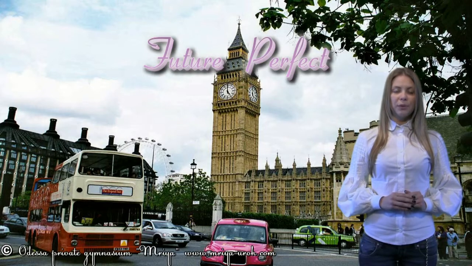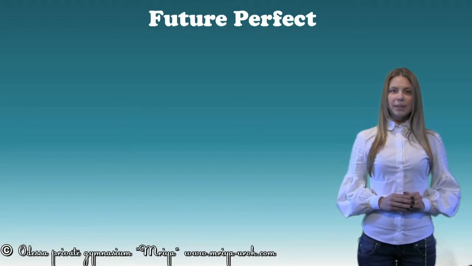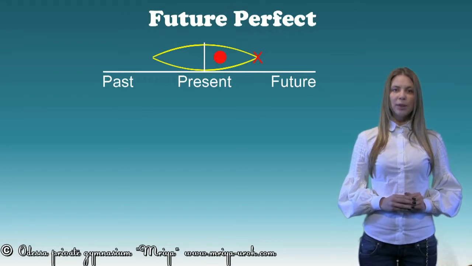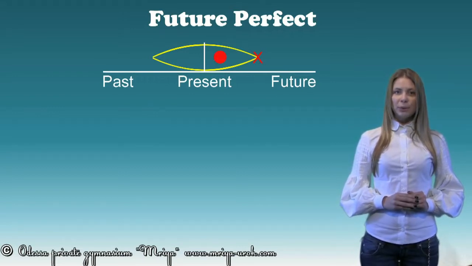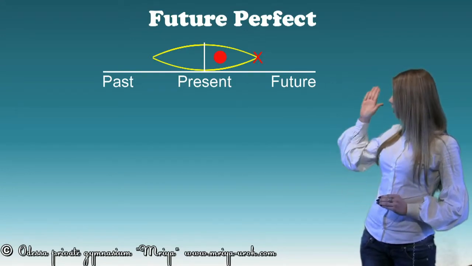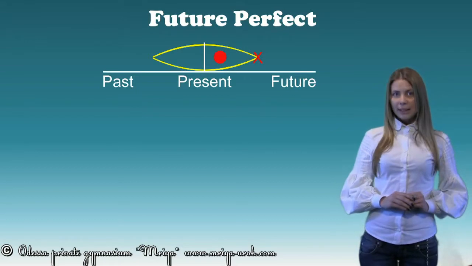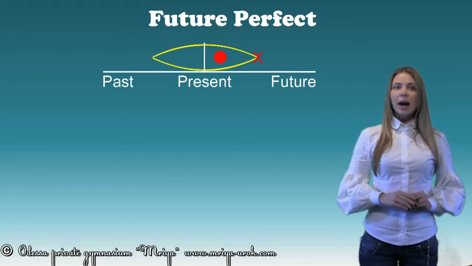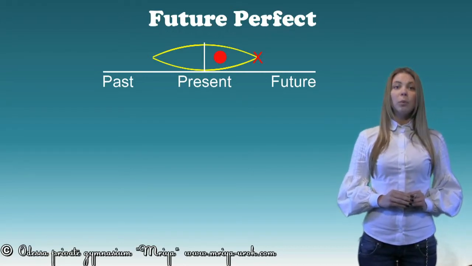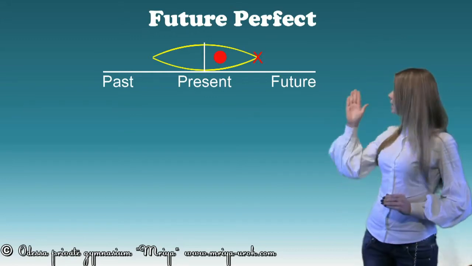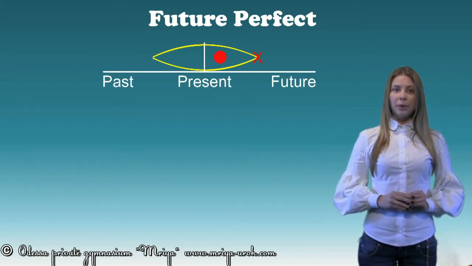What does future perfect denote? This grammatical tense means a completed action which will happen before a definite moment in the future. If you look at the picture, please, here it is, you can see a cross. This is our main action in the future. And a circle. This is our complete action which will happen before our main action in the future. This circle means future perfect.